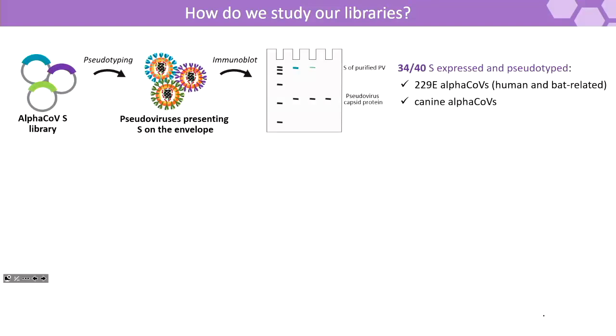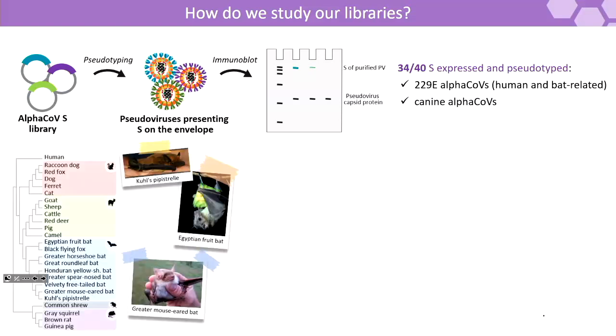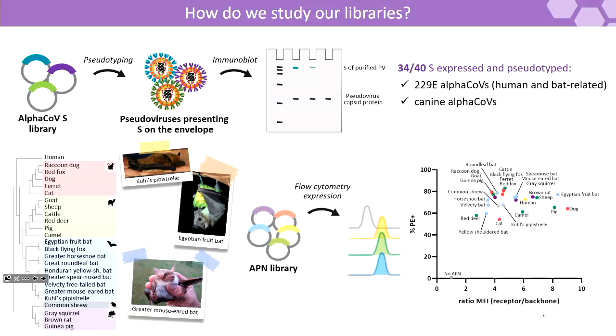The first thing we did was to check that the spike could be properly pseudotyped. We used a pseudotyping system, purified the particles, and ran a Western blot to see that the spike was incorporated. We were quite lucky because most of them were successful and we could see the spike. In parallel, we also built a library of APN receptors from different animal species, namely carnivores, ruminants, and a lot of bats. We transfected cells and checked by flow cytometry that the receptor was expressed, and we were also successful in that.